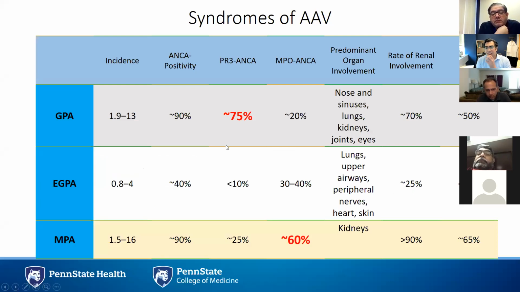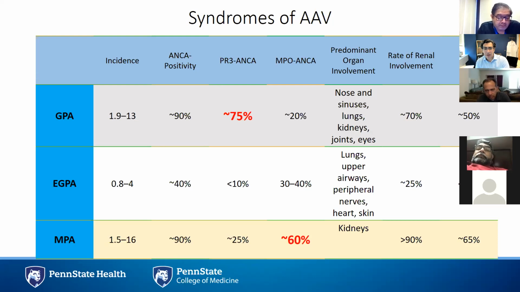So 3 syndromes and some of the presentation or some of the association: GPA, MPA, and EGPA, all 3 have ANCA positivity. But you can see in GPA and MPA, where GPA is granulomatosis with polyangiitis and MPA is microscopic polyangiitis, they both have 90% ANCA positivity, whereas EGPA only has 40%. PR3 is predominantly associated with GPA, whereas MPO is predominantly associated with MPA.